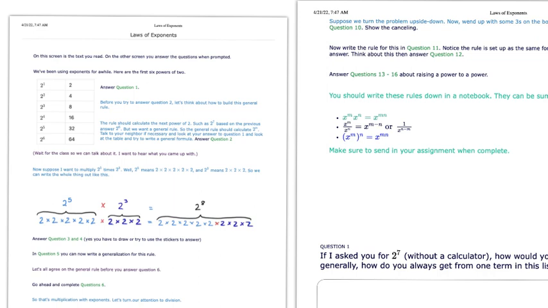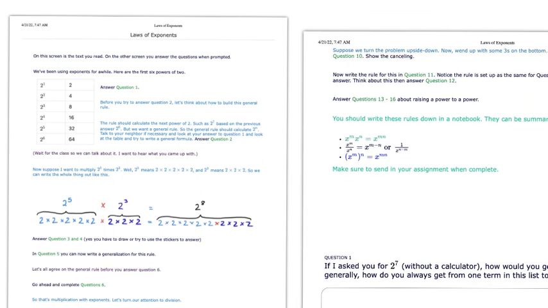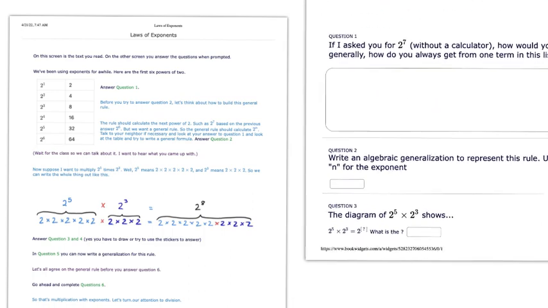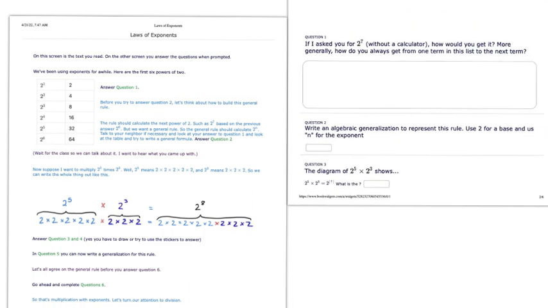Make sure you send this in when you get it done. So this is actually part of page 2. So we're going to start right there with question 1. So hopefully you can see all that.